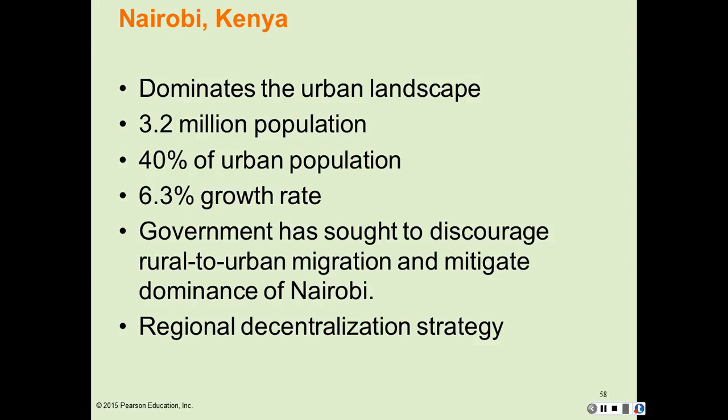Nairobi, Kenya's largest city, dominates the urban landscape. It has a population of 3.2 million people. That's 40% of the urban population of Kenya, and it has a 6.3% growth rate. As a primate city in Kenya, the government has sought to discourage rural to urban migration here and mitigate the dominance of Nairobi. They are doing this through a regional decentralization strategy, supporting industries in other smaller urban areas, as well as supporting movement of the rural population to these areas.